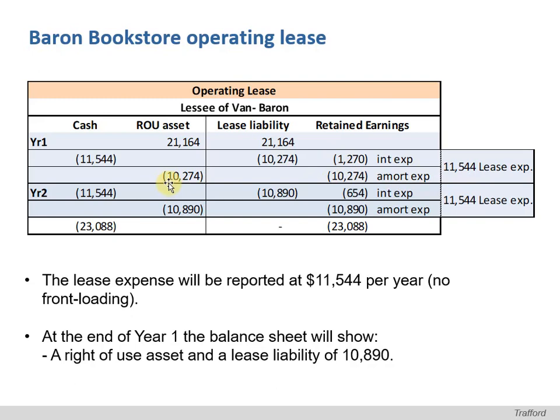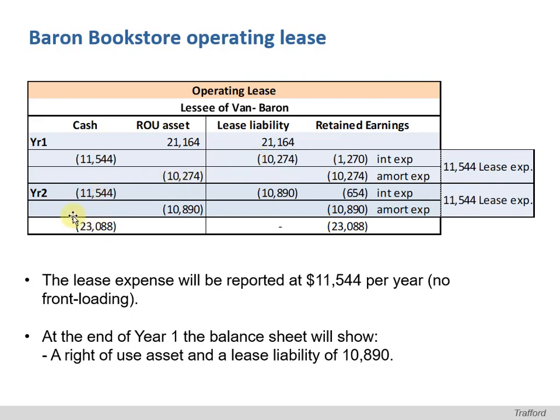Notice that in a simple situation where all of the lease payments are equal amounts, the amortization of the right-of-use asset will be equal to the amount by which you reduced the lease liability. So that'll be true in our simple examples. That would not always be true in the real world if lease payments were not all exactly equal.